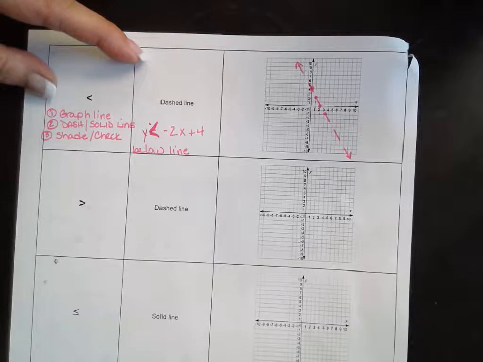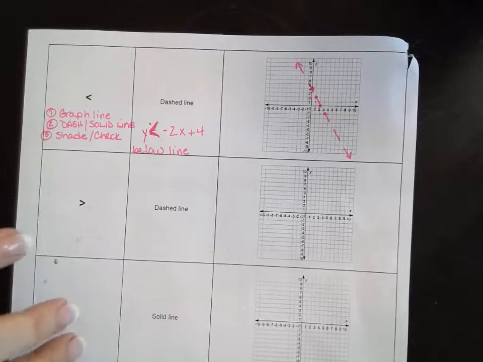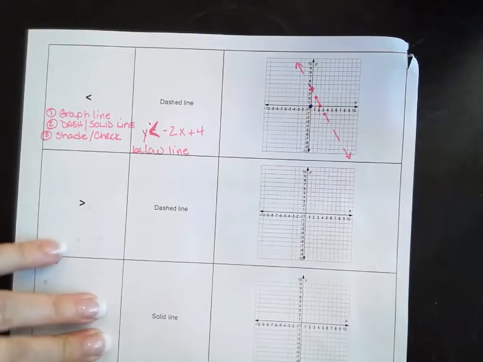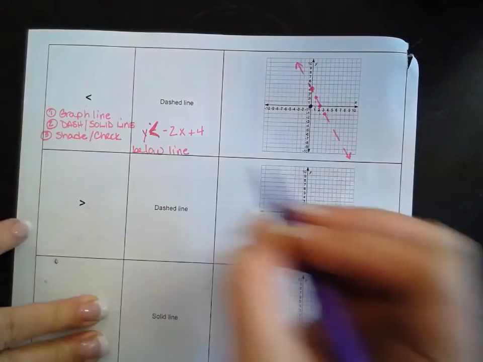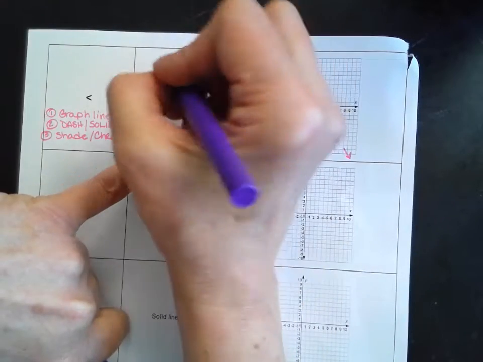Yeah, you can do it. Your graphing calculators will do it with the shading. But let's say we don't have our graphing calculator with us. How do we check it? Pick a point, okay? And I'm going to pick the origin of 0, 0. All right? And I substitute it into my equation.